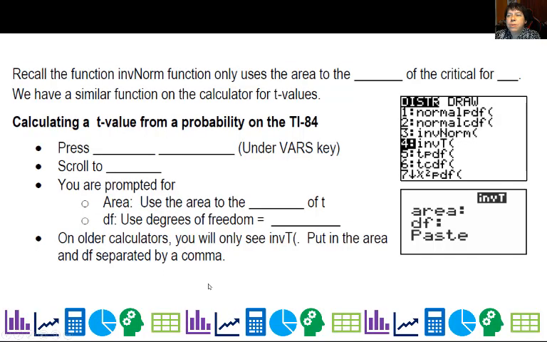So you can probably recall we've been doing critical values for z for the normal distribution, and that we used inverse norm, which only uses the area to the left of the critical value for z. Now we have a similar function on calculators for the t distribution. So we're going to press second, distribution. It's in the same area, and in fact it's right under inverse norm. So you're going to scroll to this inverse t. When you are prompted for area, use the area to the left of t. And for degrees of freedom, you're going to use n minus 1.